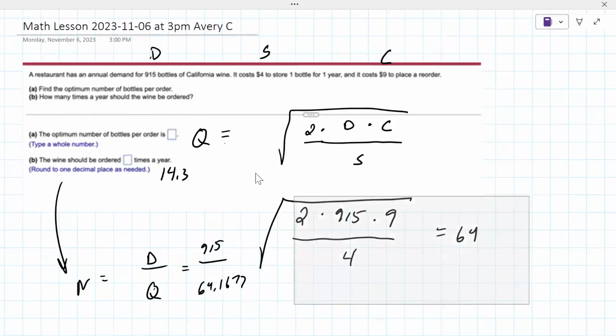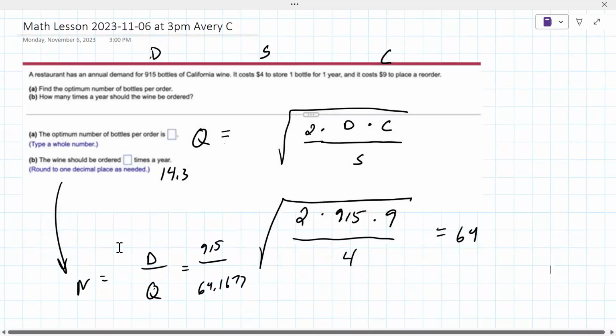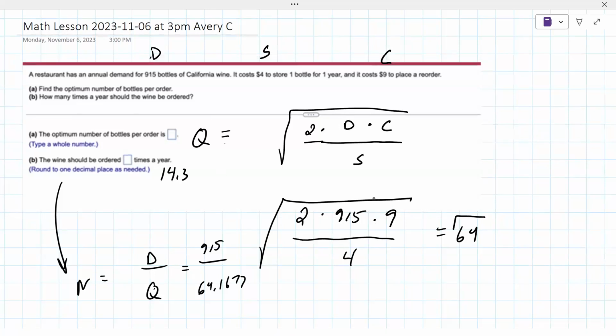Oh, and for that one you did. Wait. So the B is the demand 915 over the Q. Q is what came from part A. So this is part A, this is part B. And it is 64. But would I put 64.1677? It says type a whole number, so I'm going to go with the rounded 64 number.